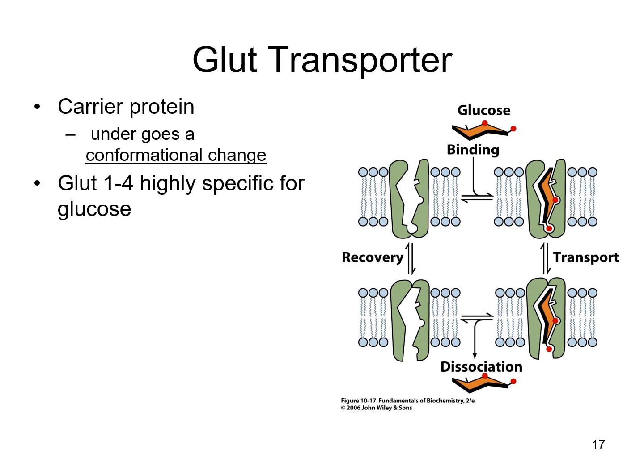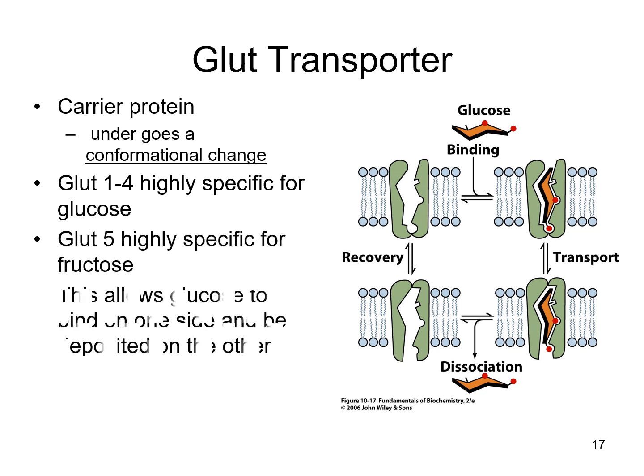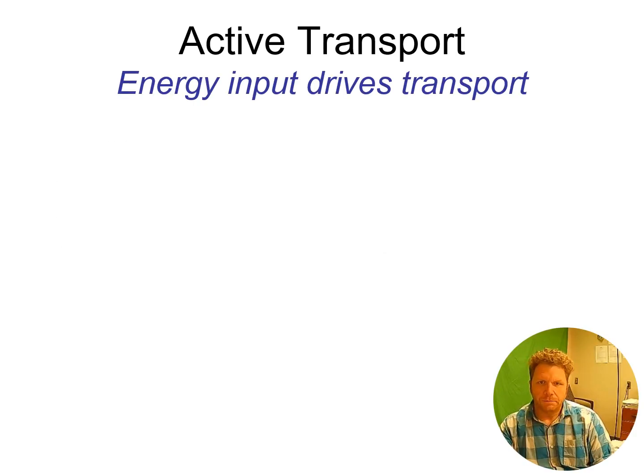GLUT 1 through 4, these are transporters. They are highly specific for glucose. GLUT 5 is highly specific for fructose. This allows glucose to bind on one side and be deposited on the other.